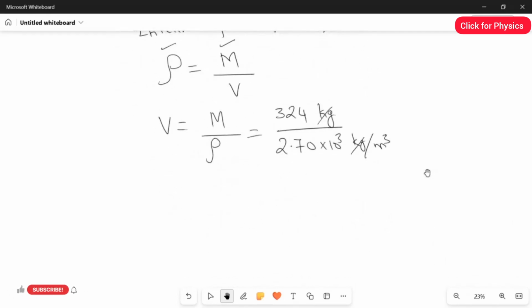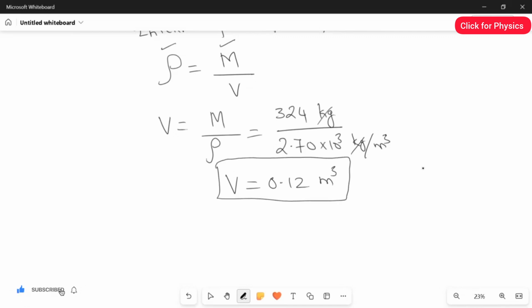Clear? So now let's see what's the answer here. I have to calculate 324 divided by 2.70 10 power plus 3. So I got the answer here as volume V, which is equal to 0.12 meter cube. So this is the answer for the volume. So this is cube. Okay.